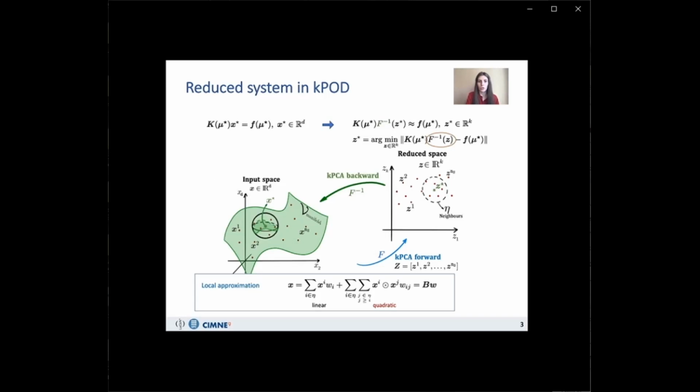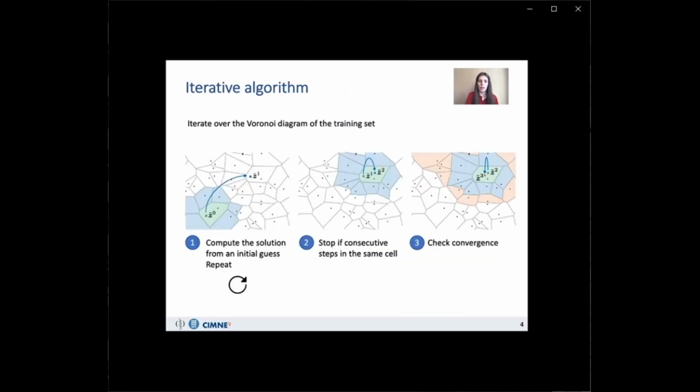So the role of z is only to define the closest neighbors, and it makes sense to explore the reduced space discretely, taking patches of neighboring snapshots. In order to do so, we propose an iterative algorithm to explore the reduced space, which is based on the Voronoi diagram of the training set.